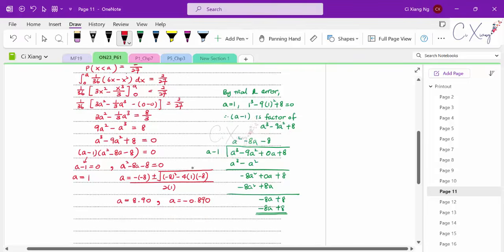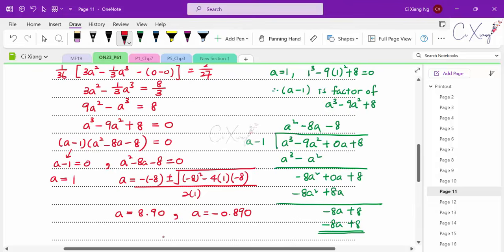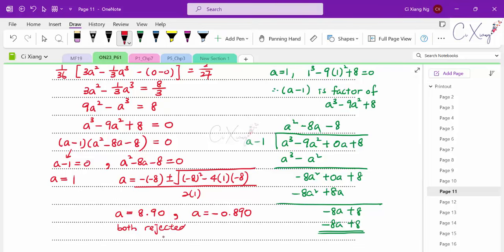So let us observe again the answers that we have. Basically, you have to reject both. So both are rejected because they are outside the defined range of x.